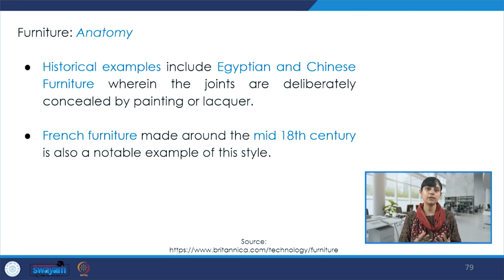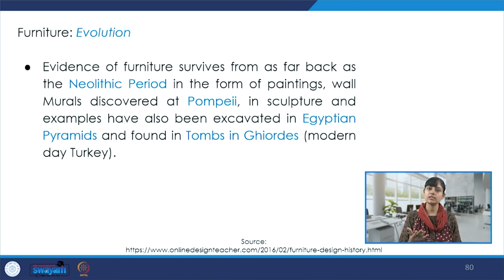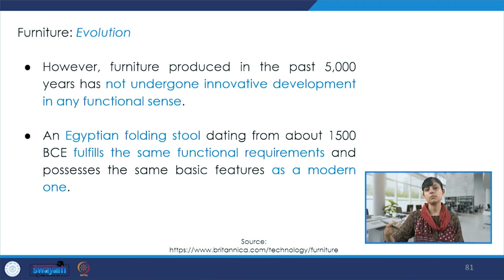In most Japanese furniture the joints are actually highlighted, but they are designed in such a manner that you may still not be able to decode how the pieces were put together. So it's a very interesting case. Then there is French furniture, made around the mid-18th century, which is also a notable example of this style. And there are some examples from as far back as the Neolithic period. All of this is part of the evolutionary journey when we talk about furniture.